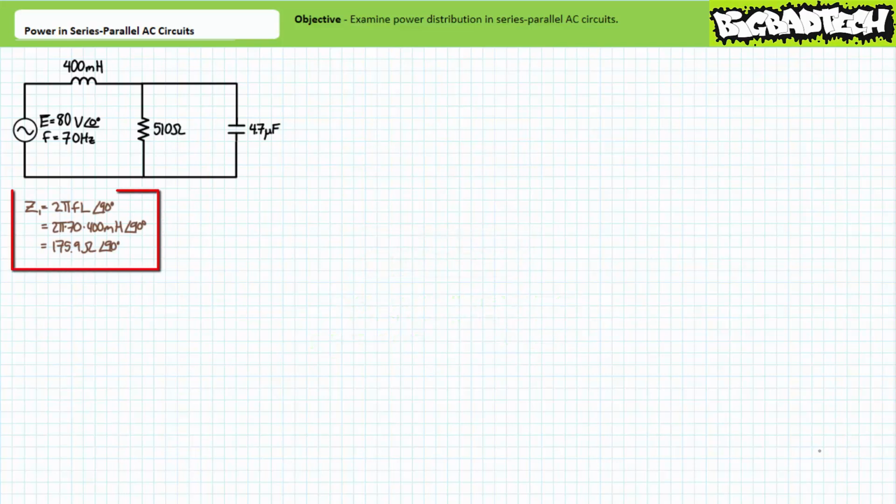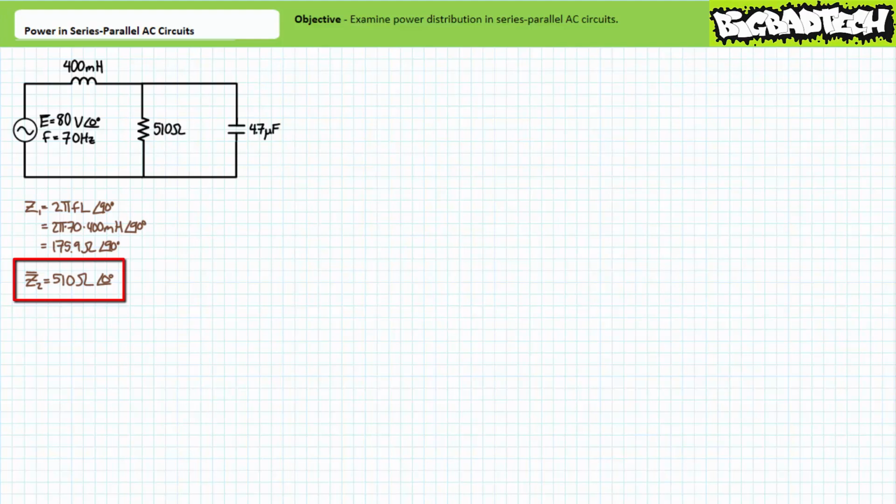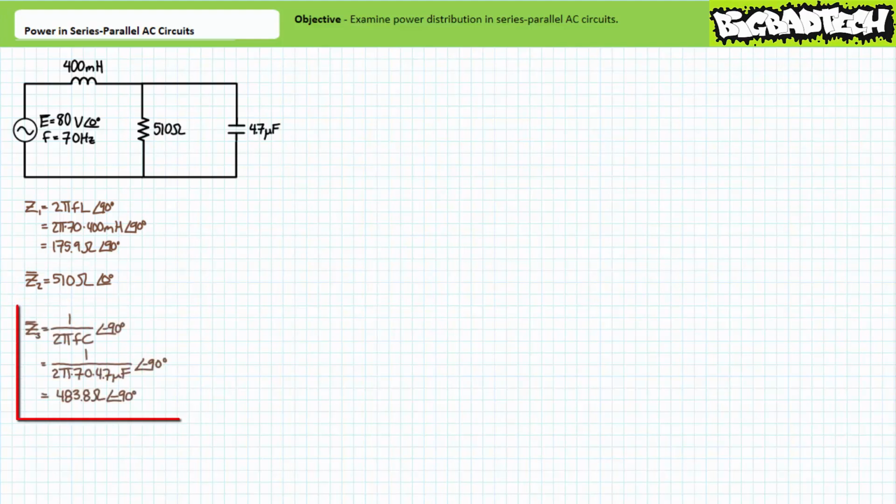The complex impedance of the 400 millihenry inductor at an excitation frequency of 70 Hz is approximately 175.9 ohms at an angle of 90 degrees. Let's call this impedance Z1. The complex impedance of the 510 ohm resistor is 510 ohms at an angle of 0 degrees. Let's call this impedance Z2. The complex impedance of the 4.7 microfarad capacitor at an excitation frequency of 70 Hz is approximately 483.8 ohms at an angle of negative 90 degrees. Let's call this impedance Z3.